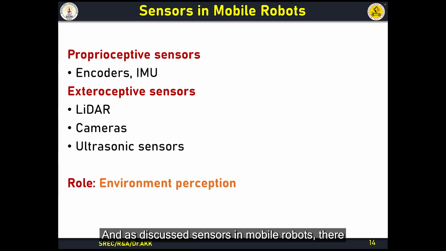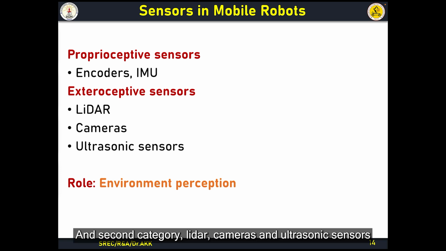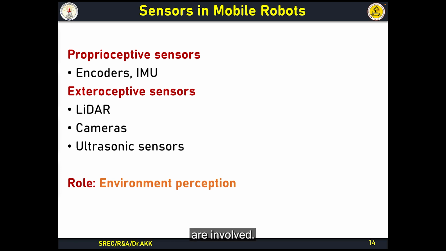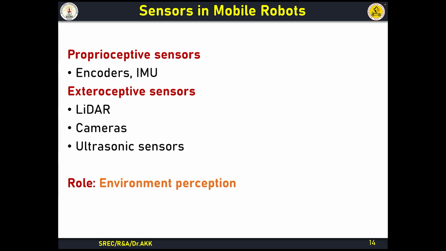And as discussed, sensors in mobile robots: there are two broad categories of sensors, proprioceptive sensors and exteroceptive sensors. Under the first category, encoders and IMU sensors are involved. And in the second category, lidar, cameras, and ultrasonic sensors are involved. So both proprioceptive and exteroceptive sensors are used for environmental perception.